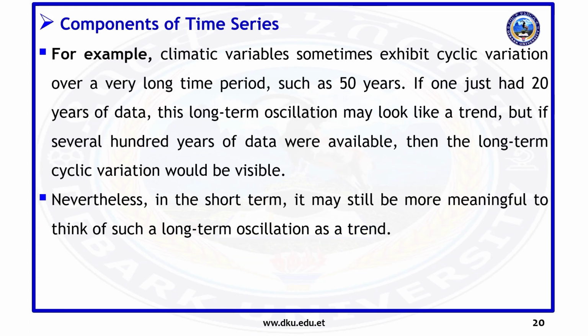To illustrate the trend component, consider climatic variables, which can exhibit cyclic variation over very long periods such as 50 years. If we only have 20 years of data, this long-term oscillation may appear as a trend. However, with several hundred years of data, the true long-term cyclic variation becomes visible. Despite this, in the short term it is often more practical to interpret such long-term oscillations as a trend, since it helps us understand the general direction of the series over the period we are analyzing.